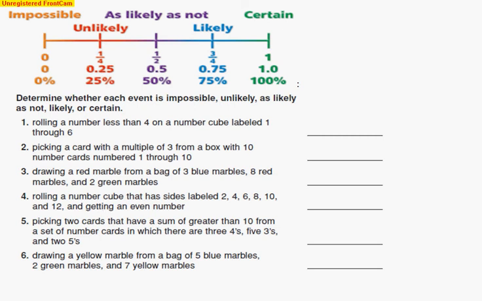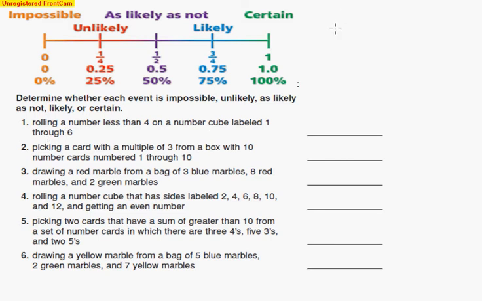The first set of directions ask us to determine whether each event is impossible, unlikely, as likely as not, likely, or certain. So when we take a look at the first problem here, it says rolling a number less than 4 on a number cube labeled 1 through 6.